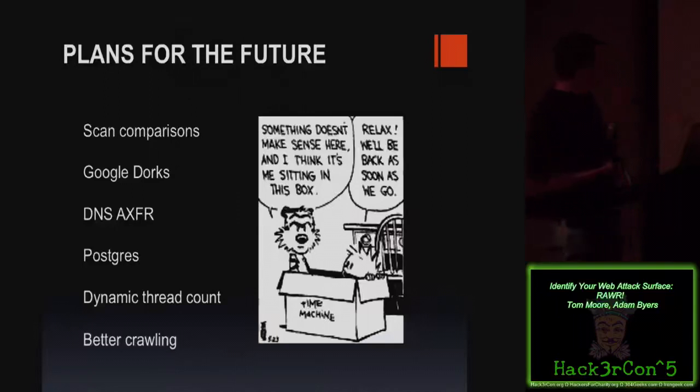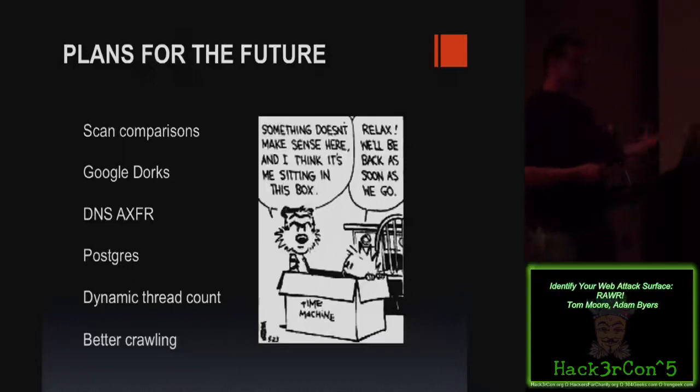But if it sees that it's a local, like a non-routable IP, it's going to try to do a transfer on any identified DNS servers. We're looking at integrating it into Postgres. Brian was showing me Veil, and what was the other framework? Layer. So we're looking at trying to integrate with some of those things.